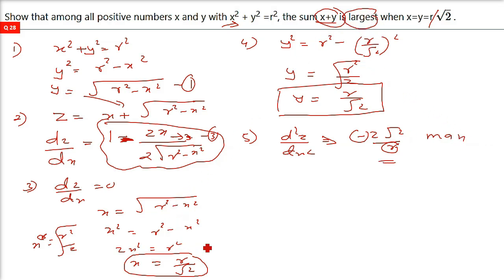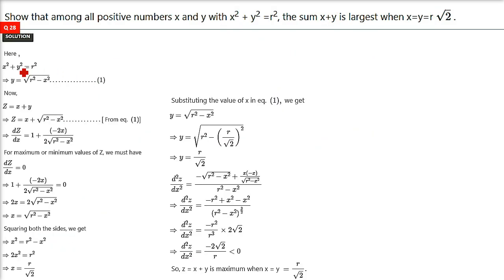So this is another step, and r, x and y we already got, and that is similar to the question, which is r by root 2. So first is using x square plus y square equals r square, then differentiating x plus y, and then finally showing that it is actually the maximum or largest. X equals y equals r by root 2.